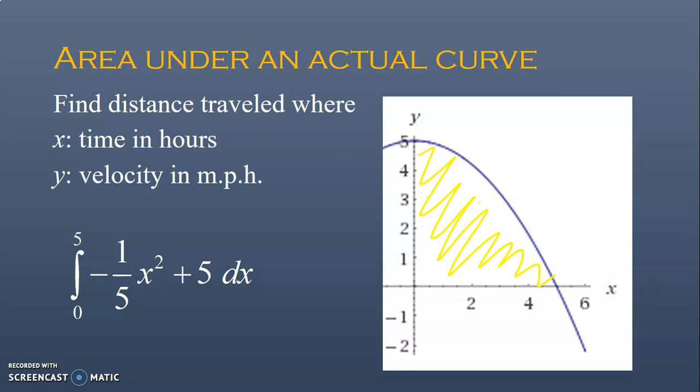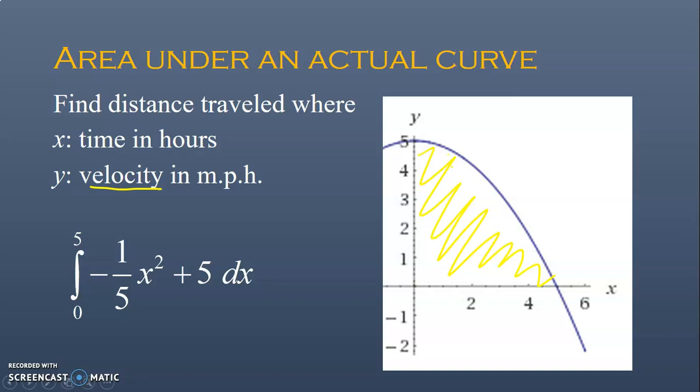Now, the area underneath a velocity curve, which is what this one is, is going to give me the distance. So we're just going to find a way to estimate the distance traveled for the first 5 hours if this was my velocity curve. And essentially we're just going to use different Riemann sums, different ways to approximate this area that's underneath the curve.